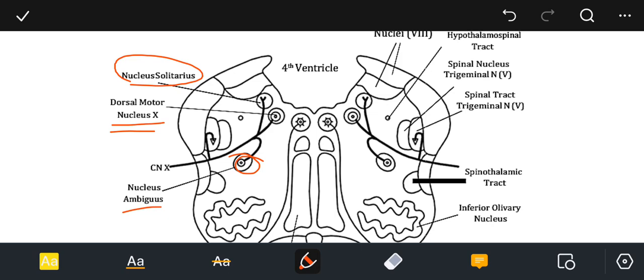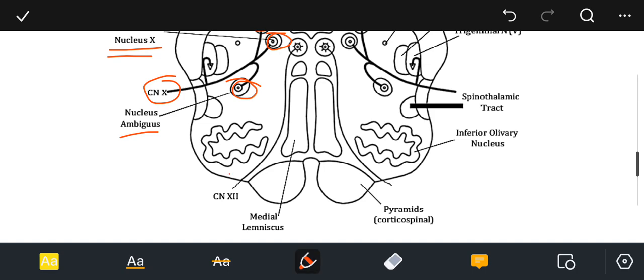So these three nuclei, nucleus tractus solitarius, dorsal nucleus of vagus, and the nucleus ambiguus, all of them are giving fibers to cranial nerve 10, that is the vagus nerve. Then we have cranial nerve 12 with its nucleus that is located centrally. Then the medial lemniscus is present over there. This is the medial lemniscus. After that we have the pyramids.